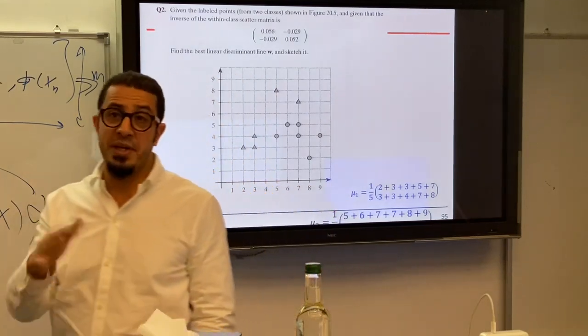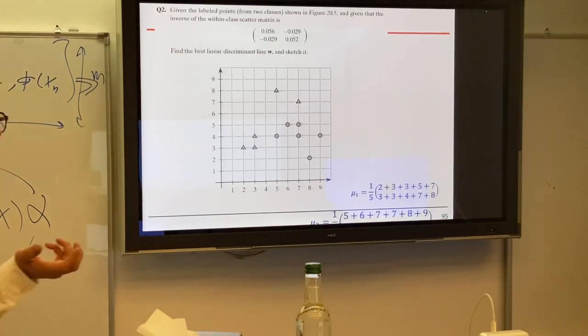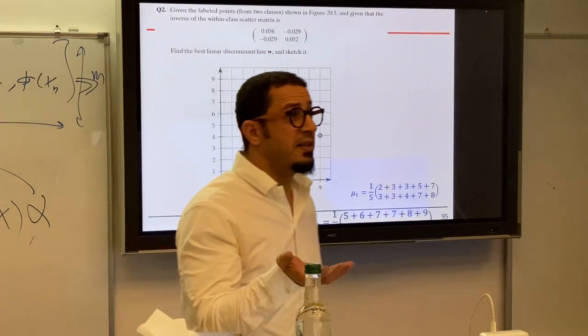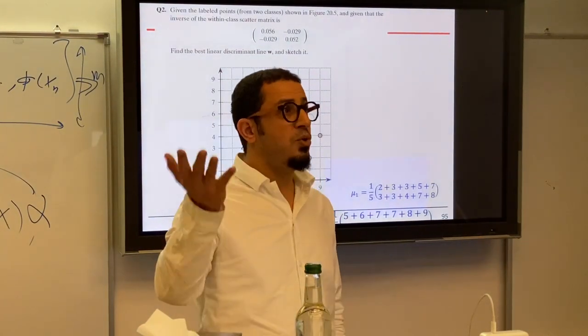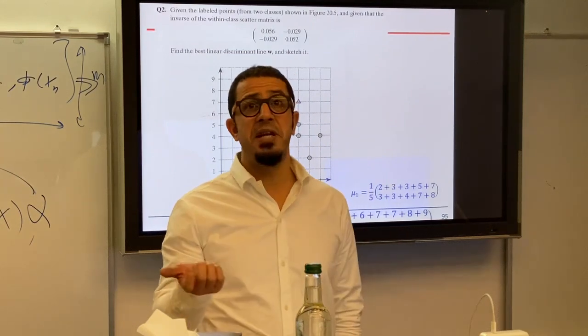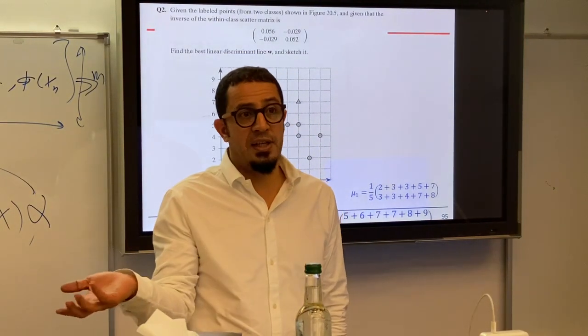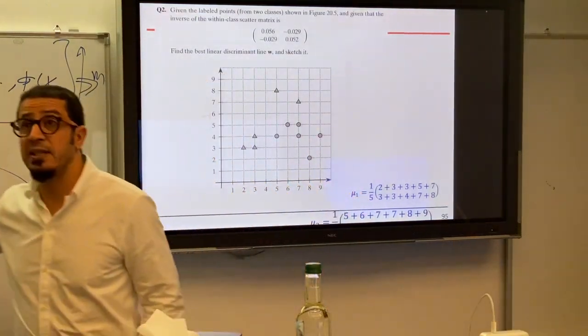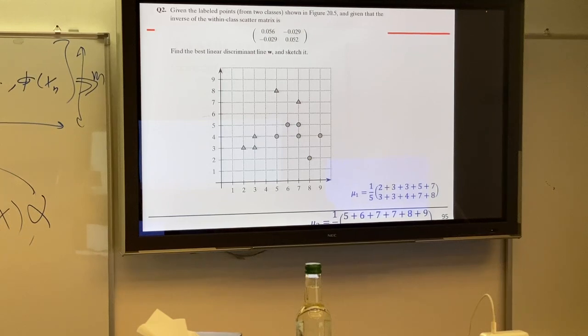From the data, can we find all the coordinates? From the plot, can we find all the coordinates? Yes. How many classes do we have? 2. Triangle and circle. I can find mu1 and mu2. Can we find the mean of each one? Yes. So mu1 and mu2 are easy to calculate. Can we find the matrix B, which is mu1 minus mu2 times mu1 minus mu2 transpose? We find the matrix. Clear?